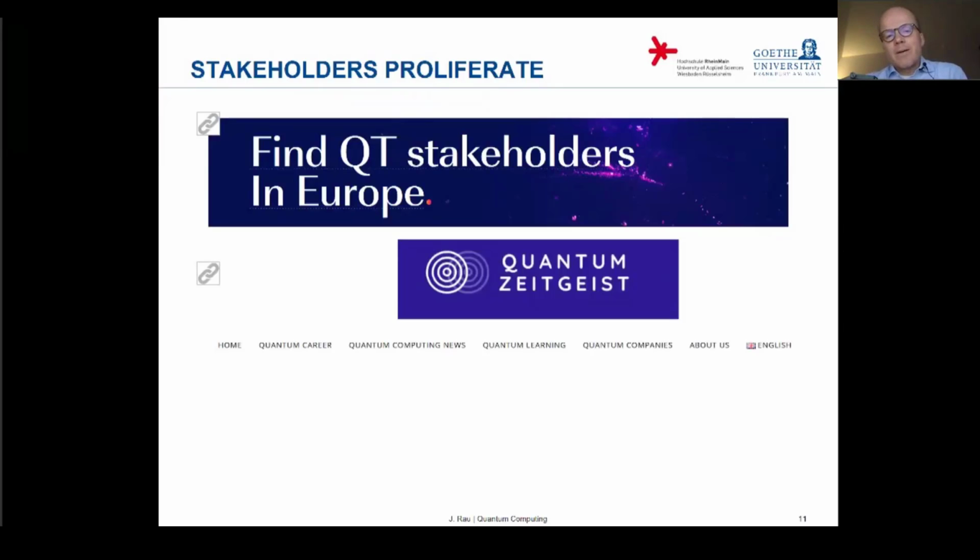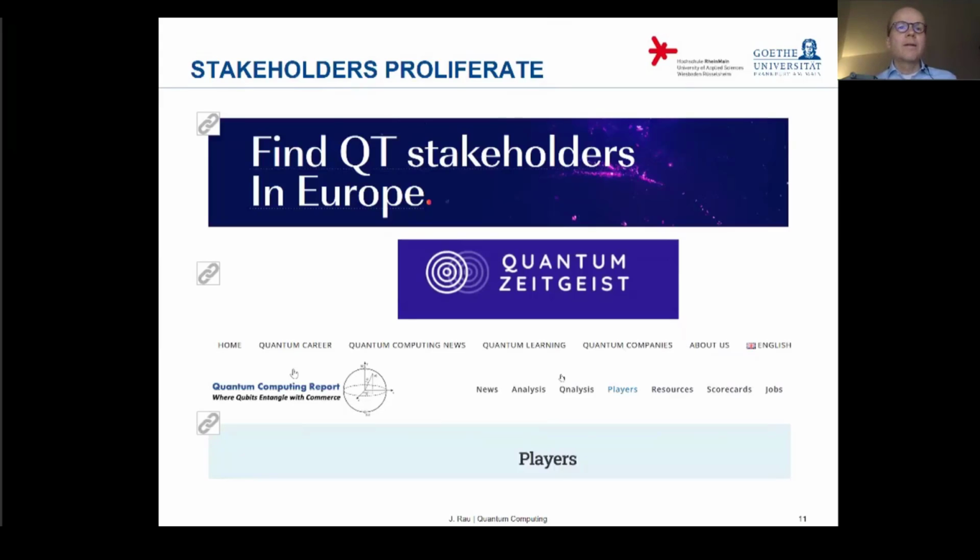I show you two more links outside of Europe. There's one, I think, that's based in the US. It's called Quantum Zeitgeist. Interesting name. Zeitgeist is one of the German words that cannot be translated into English. And there you have news about the quantum technology community. And there's also a section on quantum companies if you are interested in that.